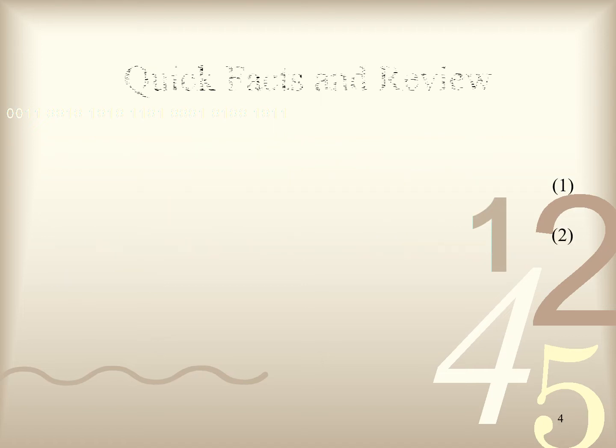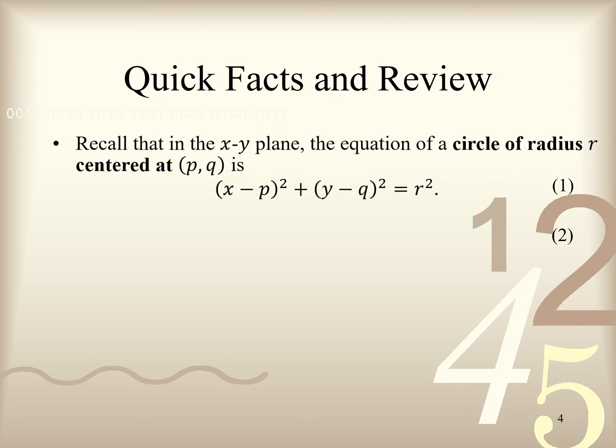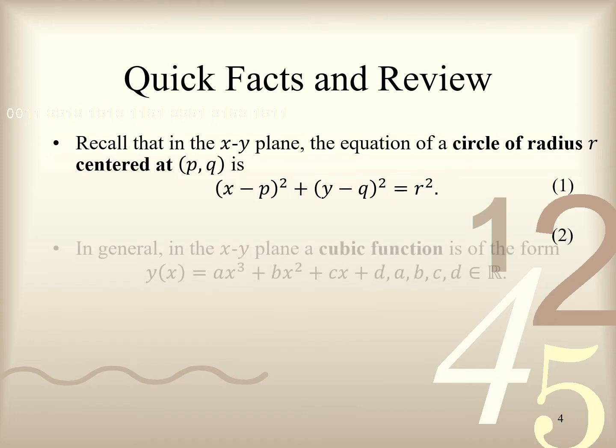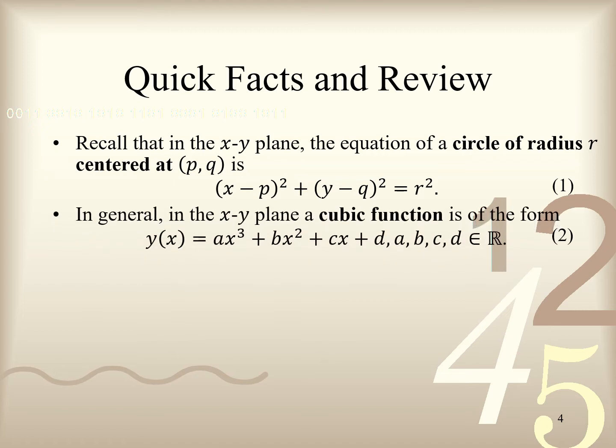Before we go on to solving problem 1, here are some quick facts and review. Recall that in the xy plane, the equation of a circle of radius r, centered at the point p, q, is given by x minus p whole squared plus y minus q whole squared equals r squared, which we label as 1. In general, in the xy plane, a cubic function y of x is of the form ax cubed, plus bx squared, plus cx plus d, where a, b, c, and d are real numbers. This we label as 2.